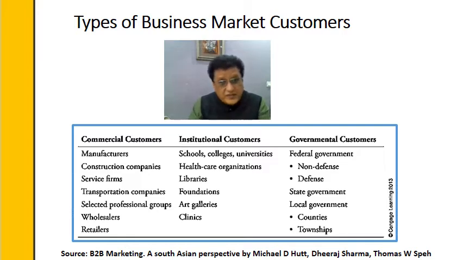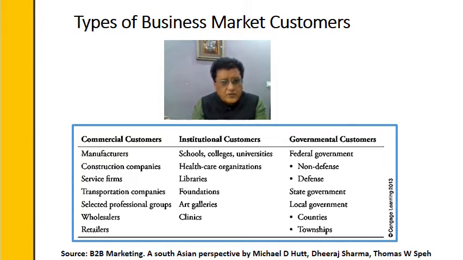Healthcare organizations, whether private or the government, they are institutional customers. Libraries, foundations, large foundations, National Center for Performing Arts, for example. Okay, and then clinics and various things. So these are type of business market customers.